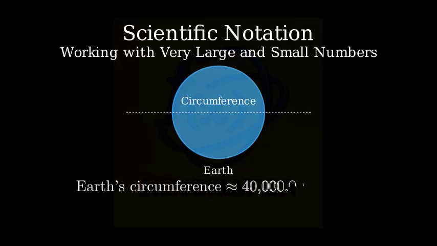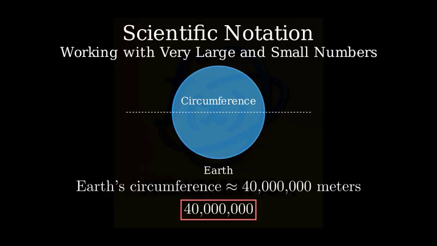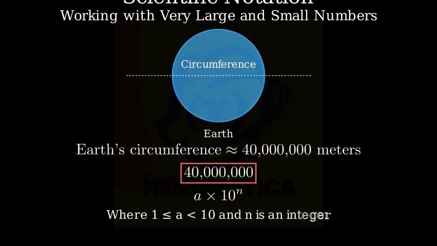That's a very large number to write out, 40 million or 40,000,000. When dealing with very large numbers like this, it becomes cumbersome to write all those zeros. That's where scientific notation comes in handy. Scientific notation allows us to write numbers in a more compact form: a coefficient between 1 and 10 multiplied by 10 raised to some power.